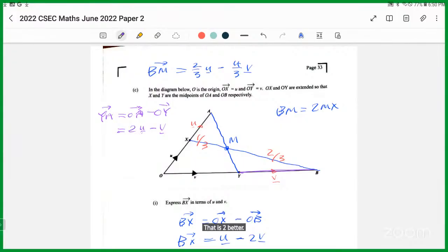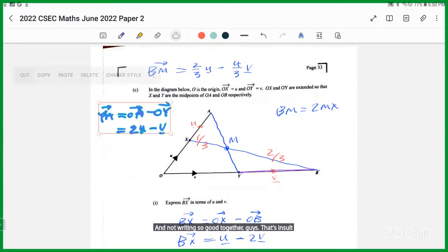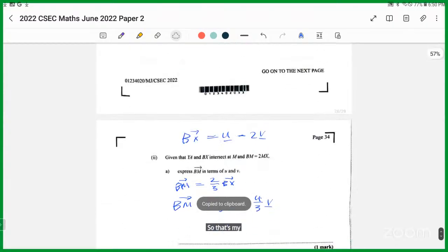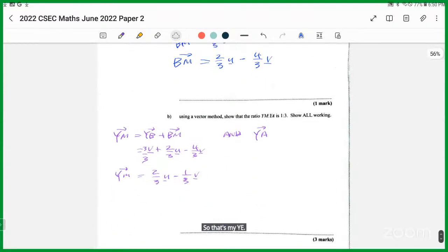So I'm going to copy this down. The pen is not writing so well. So that's my YA. Put it down here. That's the YA it's using now. Paste.